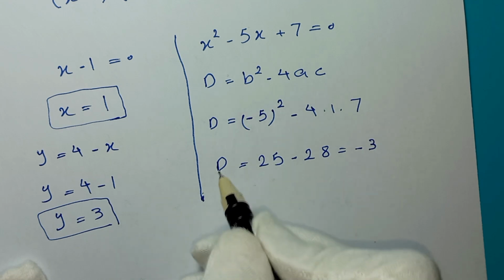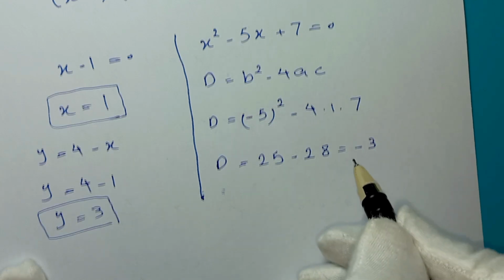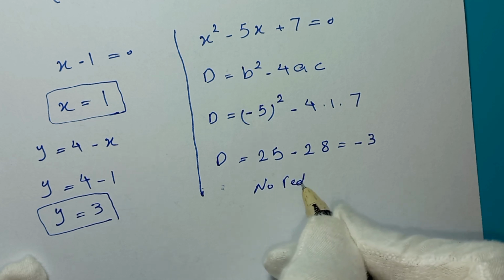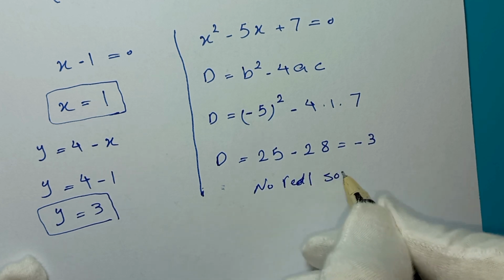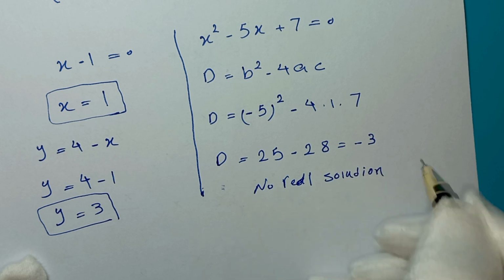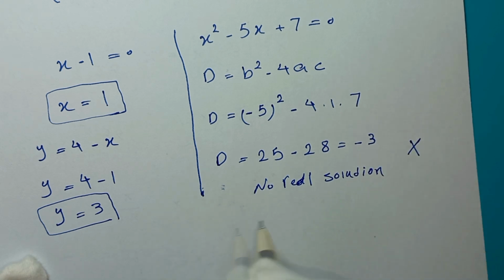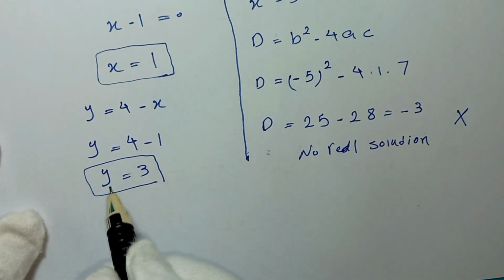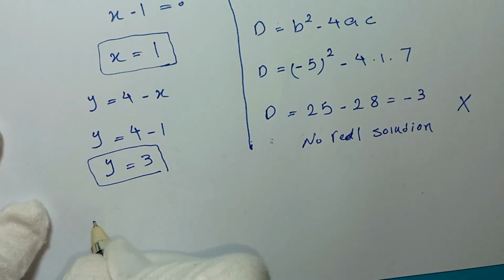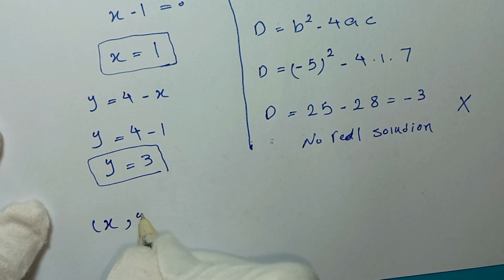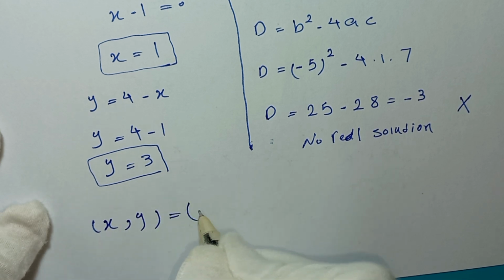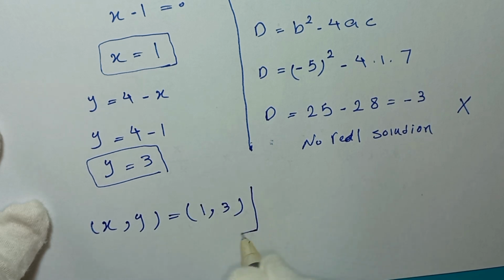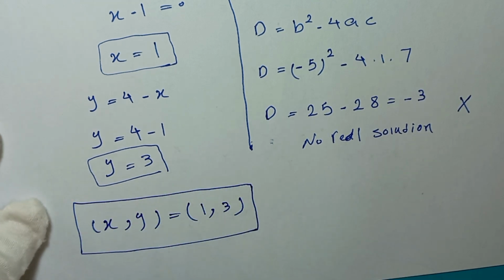So the discriminant is negative, so there is no real solution. So our final answer for x and y is x is 1 and y is 3. So this is our final answer.